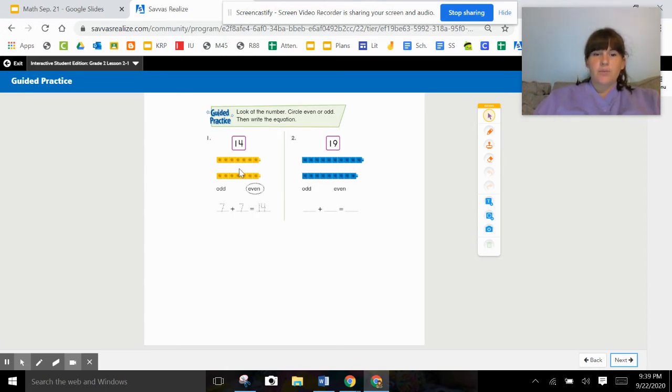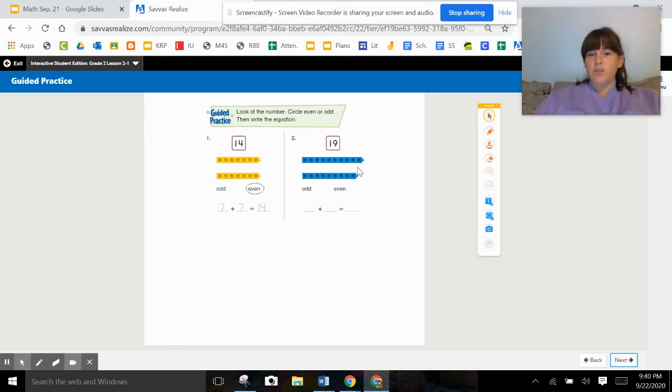So right here gives you an example. 14 is really the number 7 plus 7. And it's an even number because both of those groups match. There's not an odd man out. Both of these groups are even. Now the number 19, there's one little guy hanging out by himself. There's an odd man out. So that should give you a hint of what this number is.